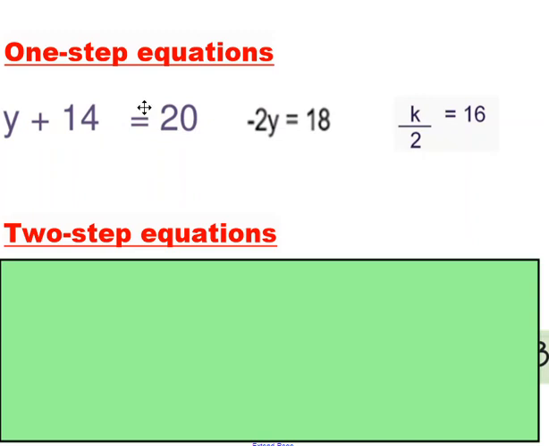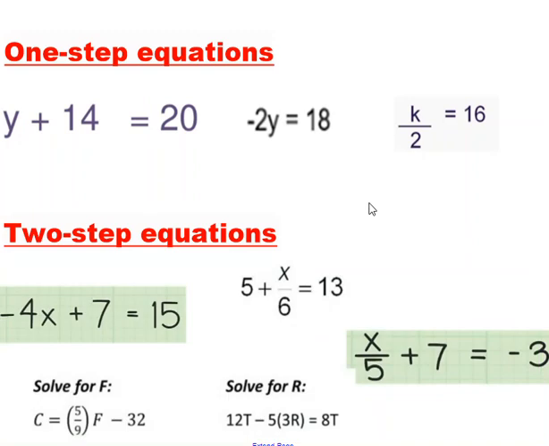All right, so it starts off with one-step equations, but then it builds into two-step equations. And things get a little more complicated. We call these two-step equations because really you have to do two things to get the variable by itself. Like up here, we just had to do one thing to get the variable by itself. And that's what we're going to focus on today.